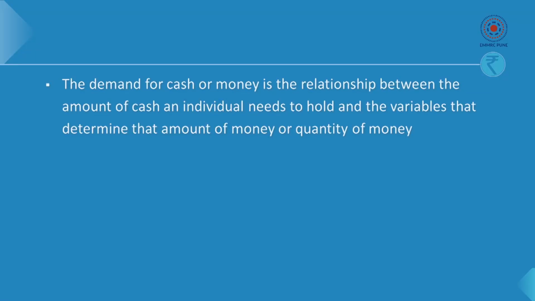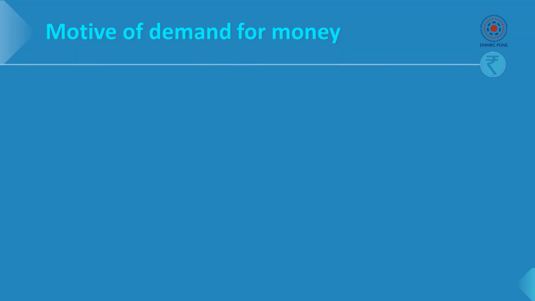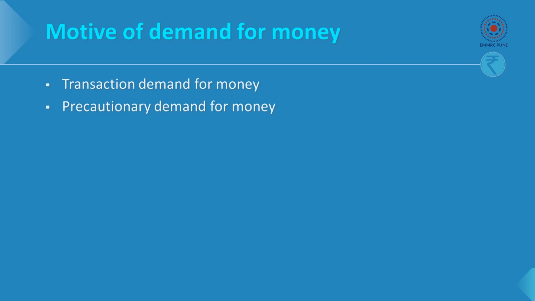The demand for money is the relationship between the amount of cash an individual wants to hold and the variables that determine that quantity of money. People demand money for three motives: the transaction demand for money, precautionary demand for money and speculative demand for money. Let us understand each motive of demand for money in detail.